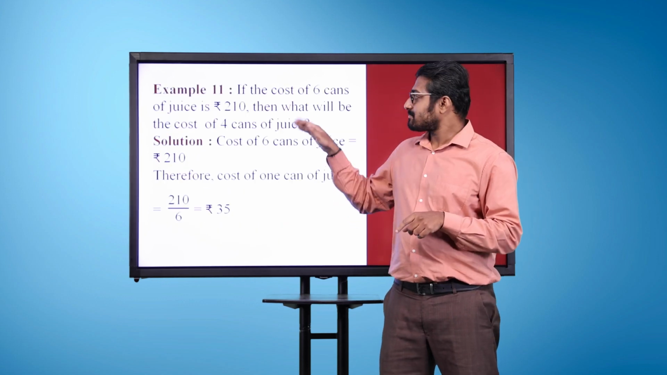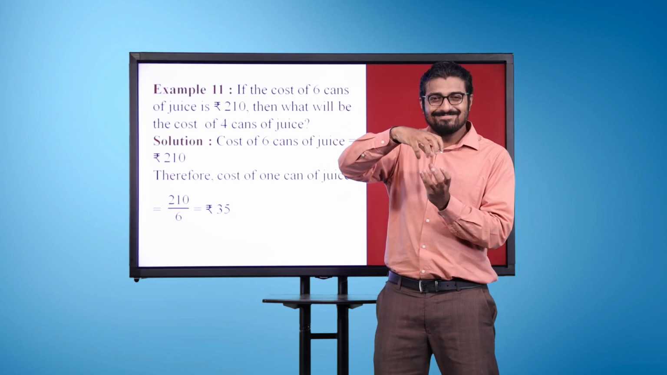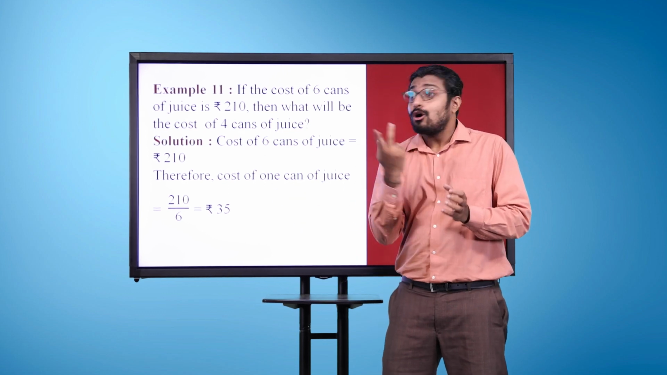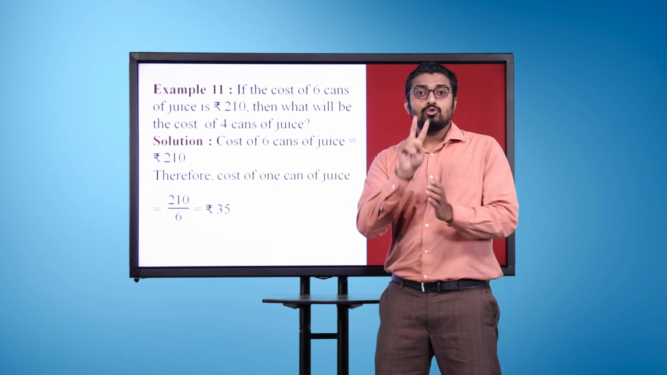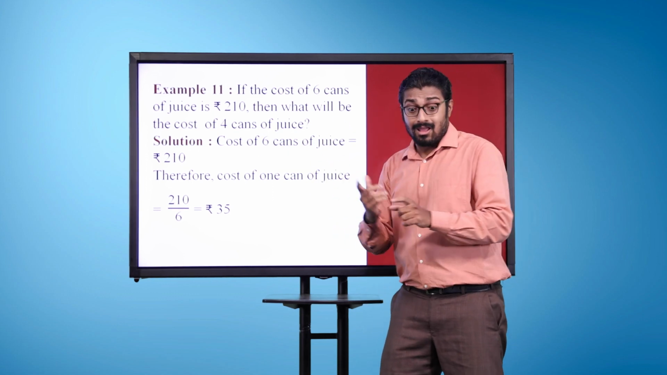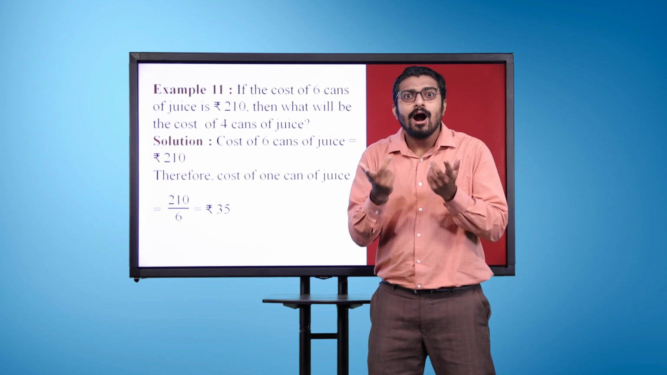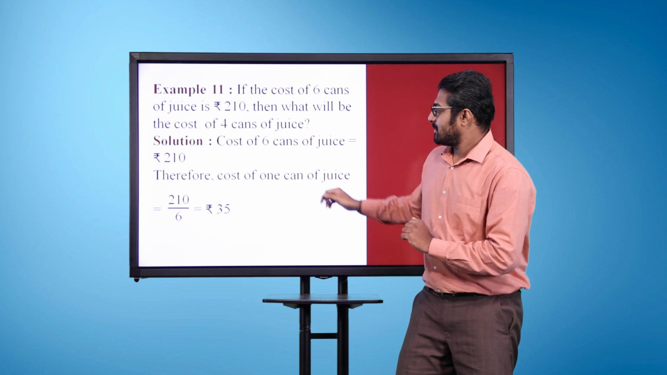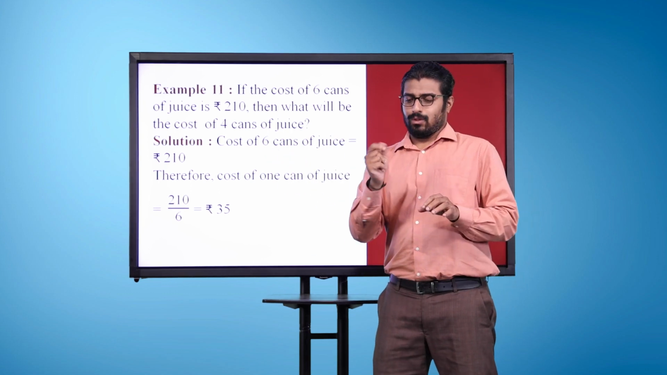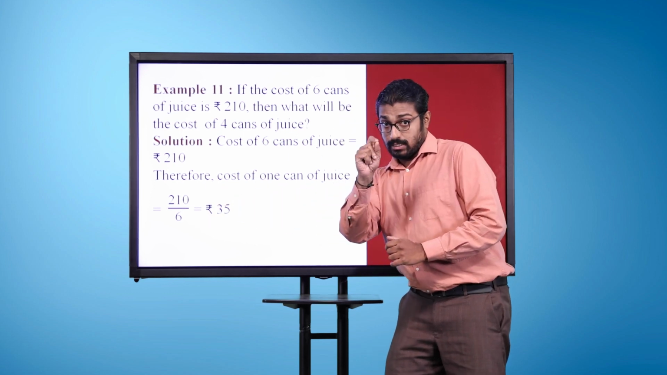Example 11. If the cost of 6 cans of juice is ₹210, then what will be the cost of 4 cans of juice? Solution. Cost of 6 cans of juice is equal to ₹210.